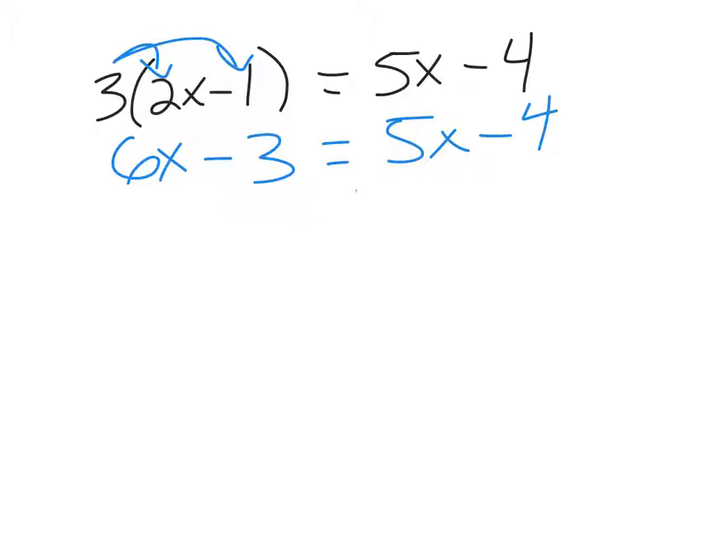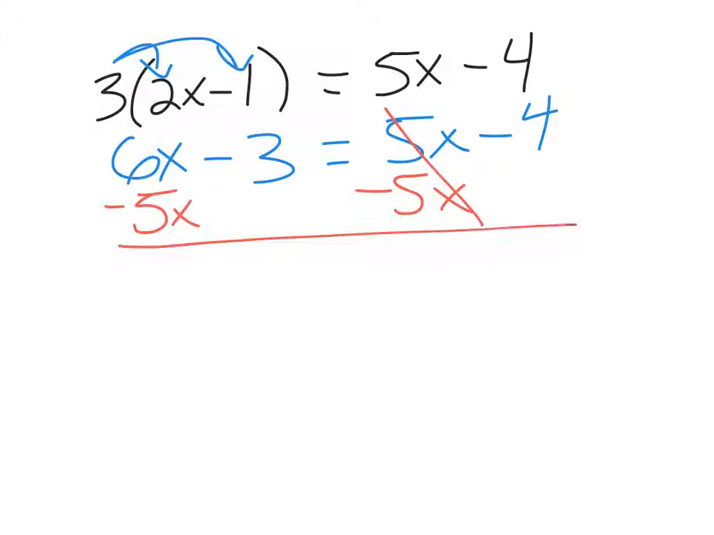So I'm going to subtract 5x from the right so that it cancels out and it will remove x from that side. But remember, whatever I do on one side, I'm going to do to the other. So I'm going to do the same thing over on the left. And 6x minus 5x is 1x, which is the same thing as just x. So I'm left with, on the left, x minus 3 is equal to negative 4 over on the right.